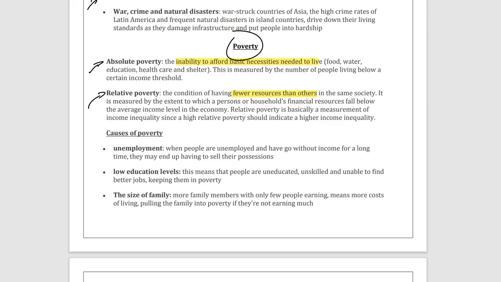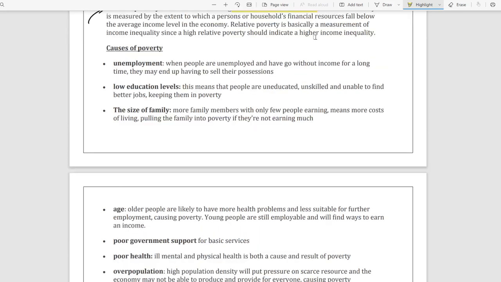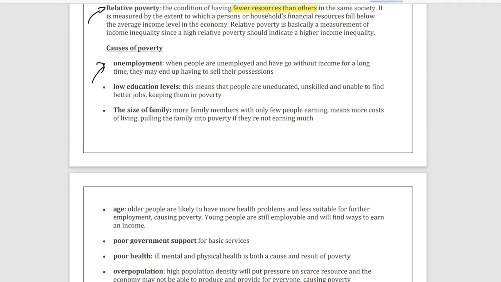Now, why does poverty occur? Why is poverty really important? First of all, poverty can occur in various ways. The first and biggest one is unemployment. If you are not employed, you will not get income. If you don't have income, you cannot spend on basic necessities. Next one, another big topic, low education levels.